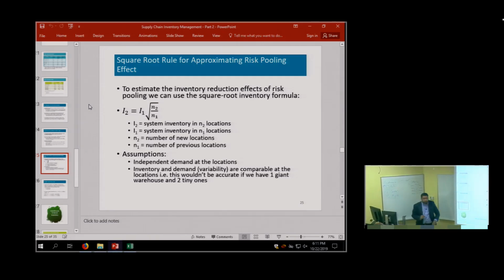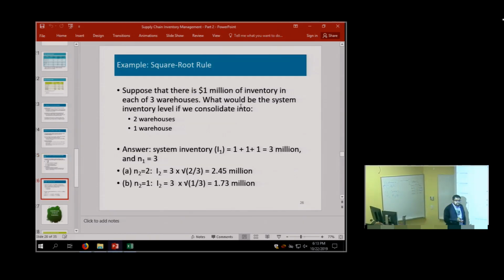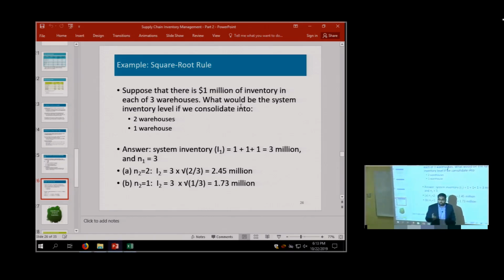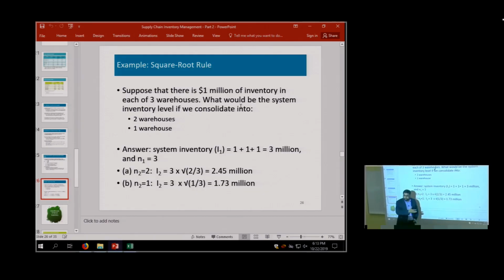So let's do a quick example. Suppose you have $1 million. Now this formula can work with dollars or units. Your I1, I2 could be just the number of units of some SKU, but if your warehouse has multiple SKUs, just convert everything to a dollar figure. What's the dollar value of inventory? It could work in dollars, could work in units, doesn't matter. It's just a ratio. So let's say we have $1 million worth of inventory in each of 3 warehouses, so 1 million each. Okay, so what would be my system inventory, the total?